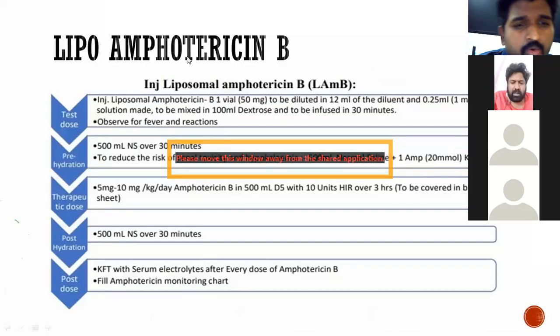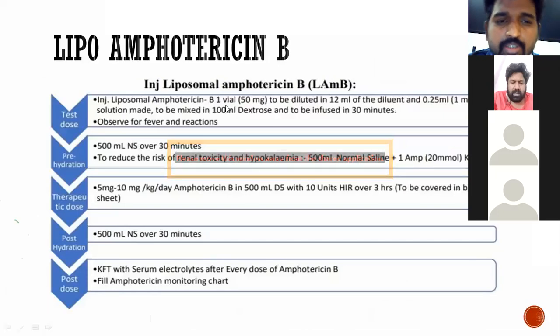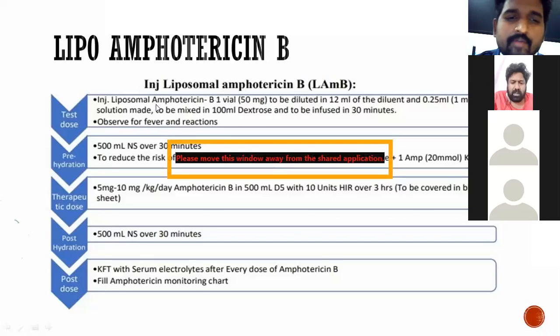And when you use this liposomal amphotericin B, how do you dilute it? One vial of injection liposomal amphotericin B is around 50 milligram, to be diluted in 12 ml of diluent. So this is for the test dose. All these injections have to be given after a test dose, because of immediate anaphylaxis; there are some sporadic reports of sudden death after using this. So definitely a test dose is needed.